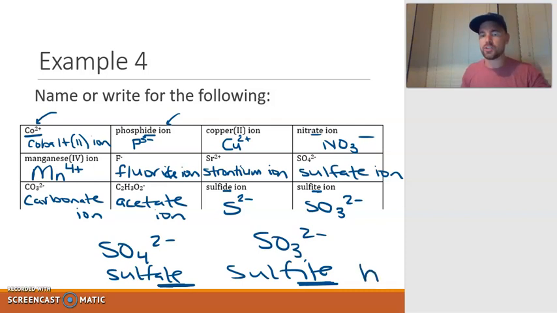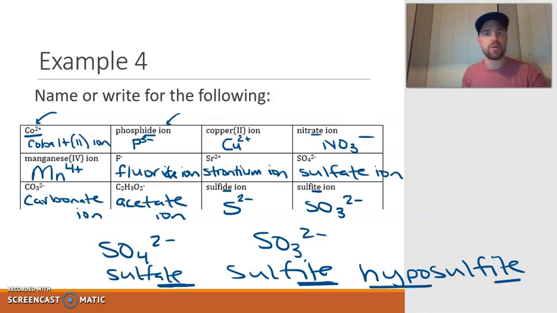So sulfate is SO4 2 minus, sulfite would be SO3 2 minus. What if I asked you to write hyposulfite? So not only is it -ite, but now it has hypo in front. That is one less oxygen still. Keep removing oxygens. So that would be SO2 2 minus.